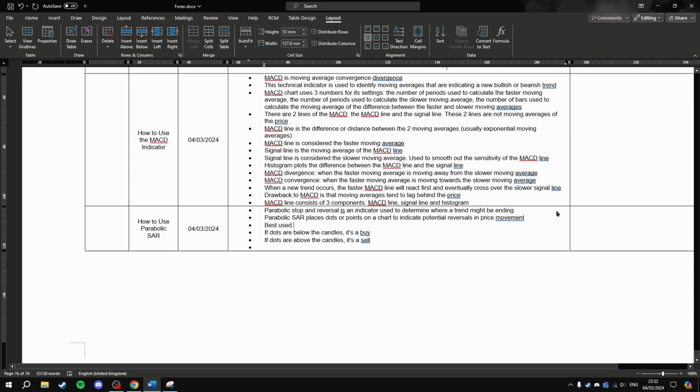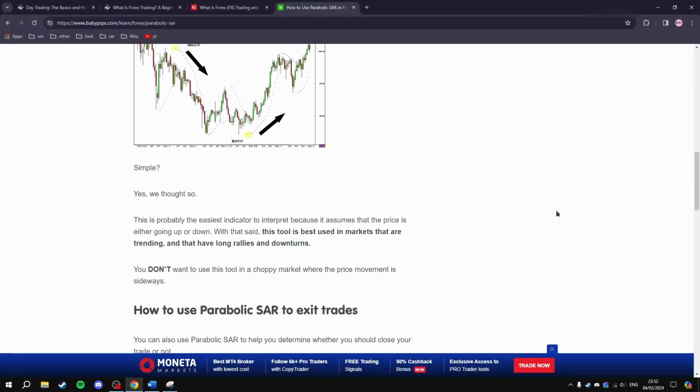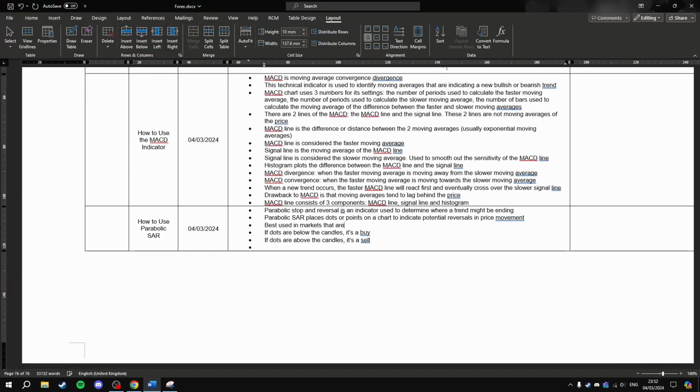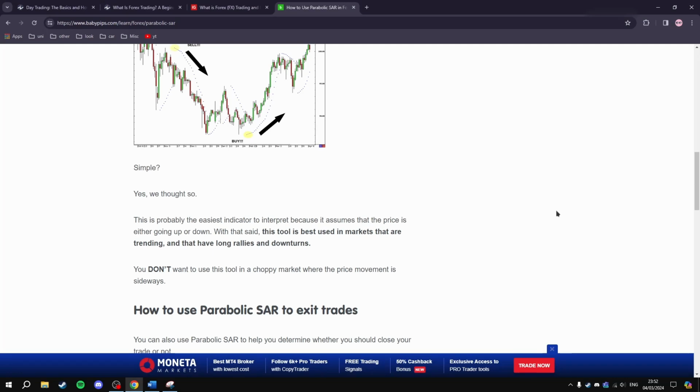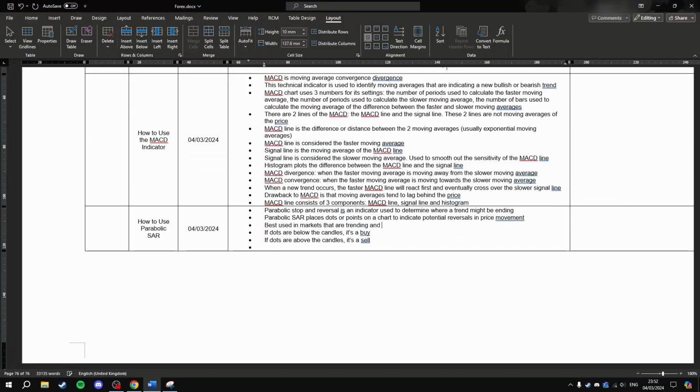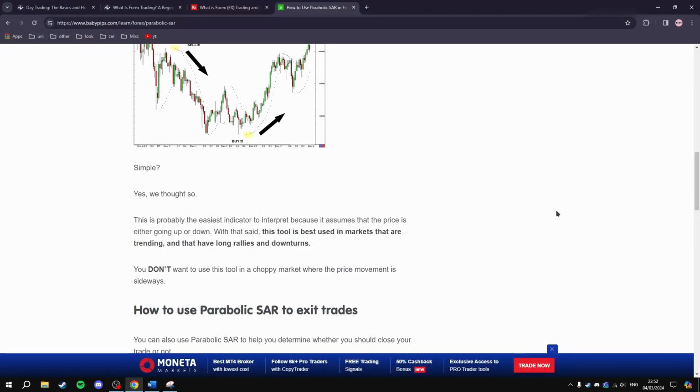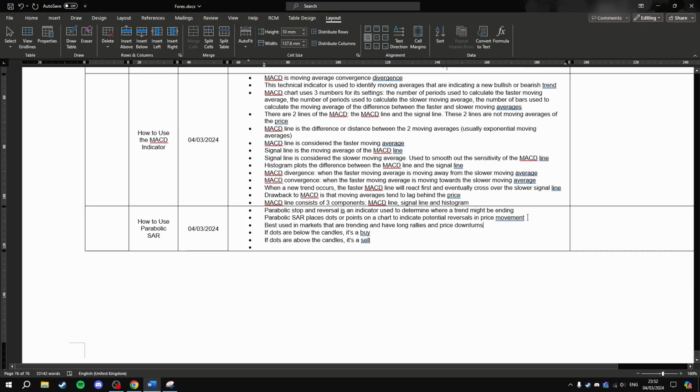Best used in markets that are trending and have long rallies and price downturns. You don't want to use this tool in a choppy market where the price movement is sideways. Don't use it in a trendless market.